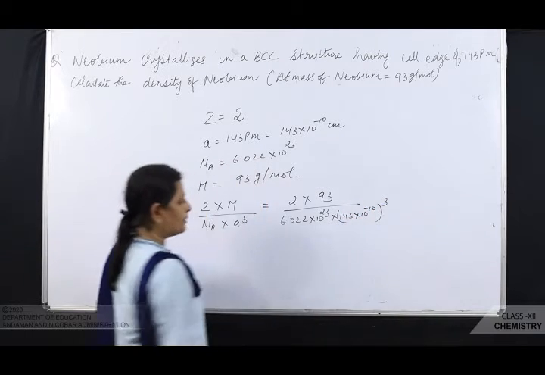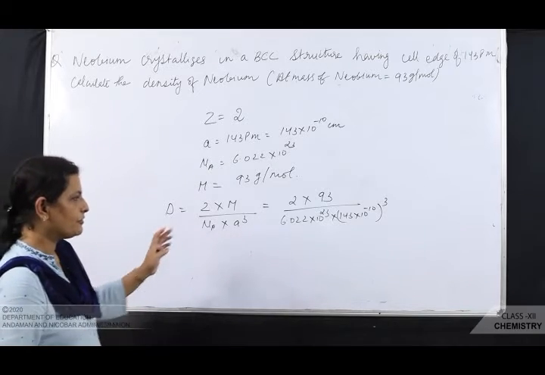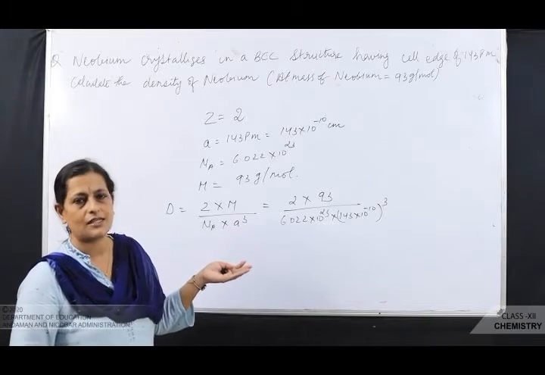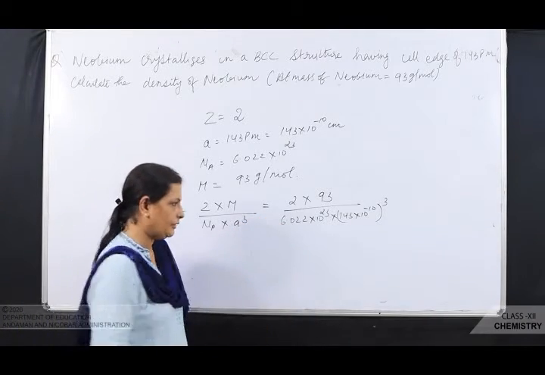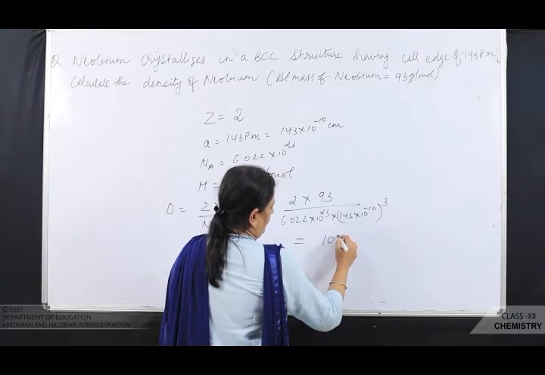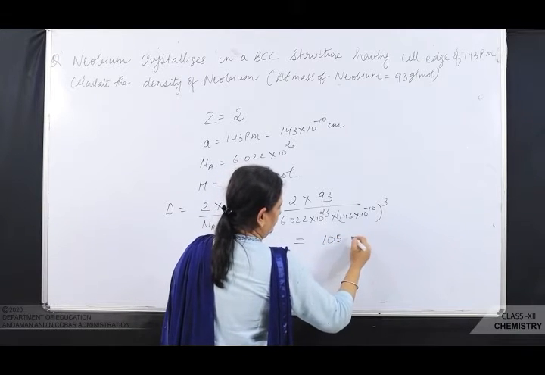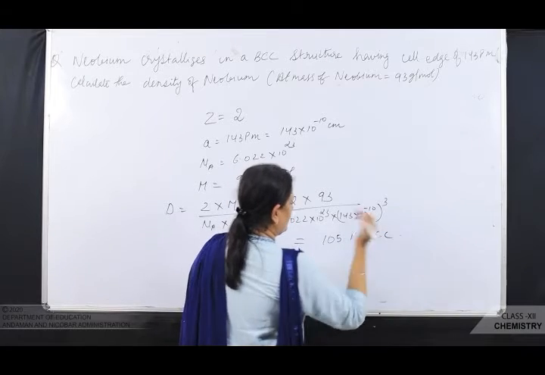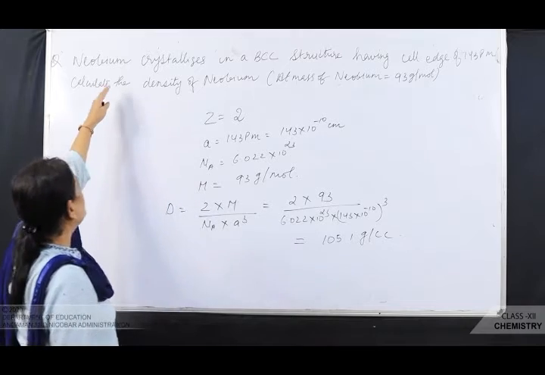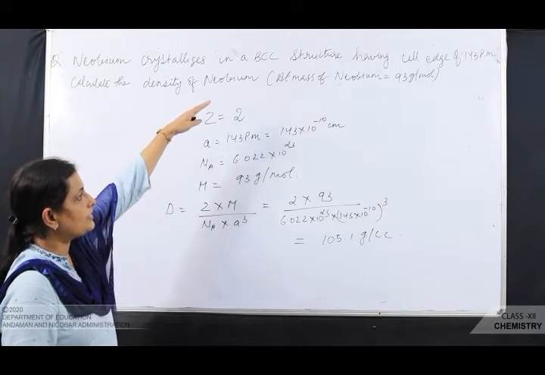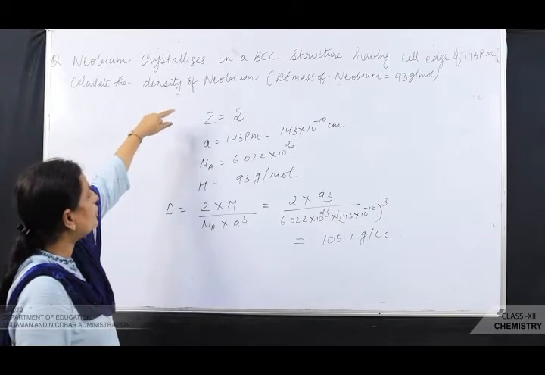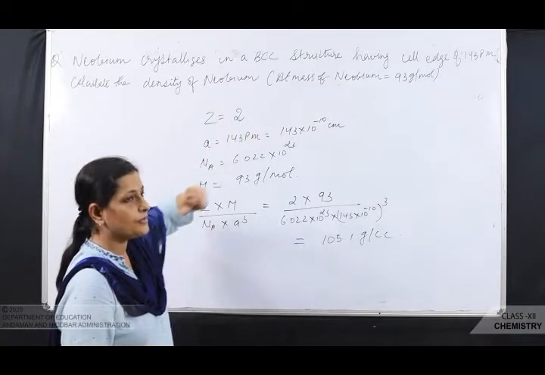See here the calculations are very lengthy. So you have to do it fast because now you can't use a calculator, even log tables are also not allowed. So you have to do it manually only. So when you calculate it, it comes to be 105.1 grams per cc. So this is how you will get the density. Is it clear? Niobium crystallizes in a BCC structure having cell edge of 143 picometer. Calculate the density of niobium. Atomic mass of niobium is given.